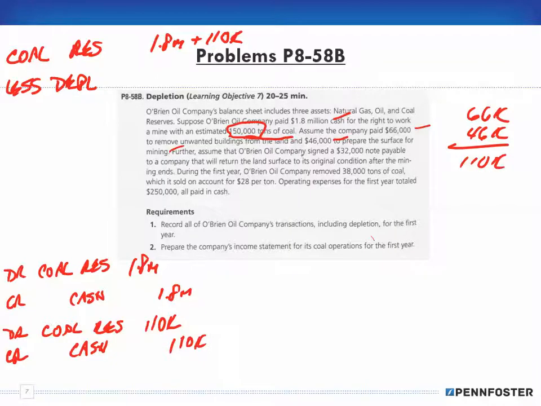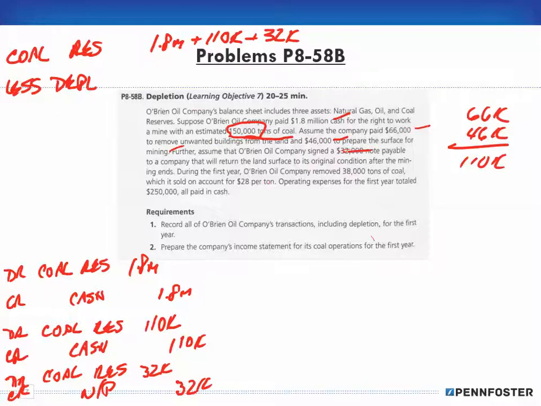Further, assume that O'Brien Oil Company signed a 32,000 note payable that will return the land surface to its original condition after the mining ends. So again, I'm going to debit coal reserves for 32,000 and credit note payable this time for 32,000. So that's going to be an additional 32,000 as part of my book value for my coal reserves. All right, so that took care of that.